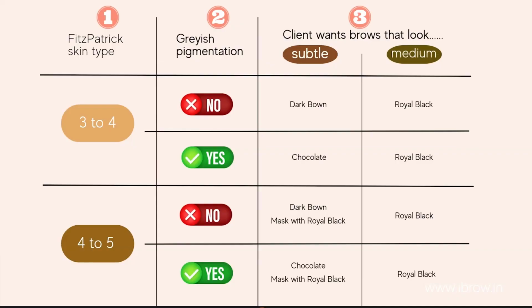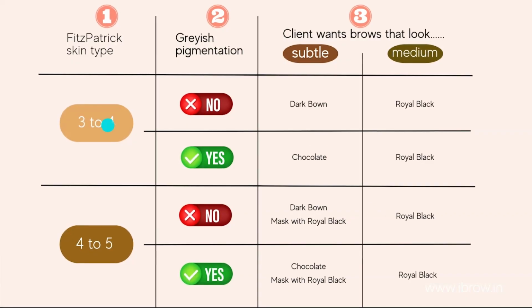So you can do a combination of microblading along with shading, and you can choose the microblading colors based on this chart and the shading colors based on the previous chart that I had shown. So for microblading, we have royal black, dark brown and chocolate. So royal black is the darkest. Dark brown and chocolate have the same amount of darkness, but chocolate has a more warm undertone, whereas dark brown is a more neutral undertone.